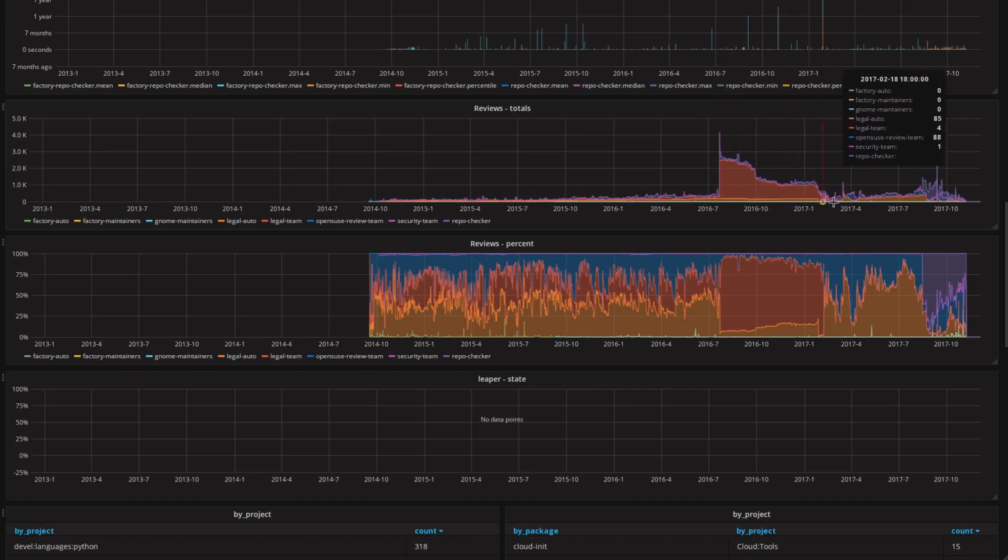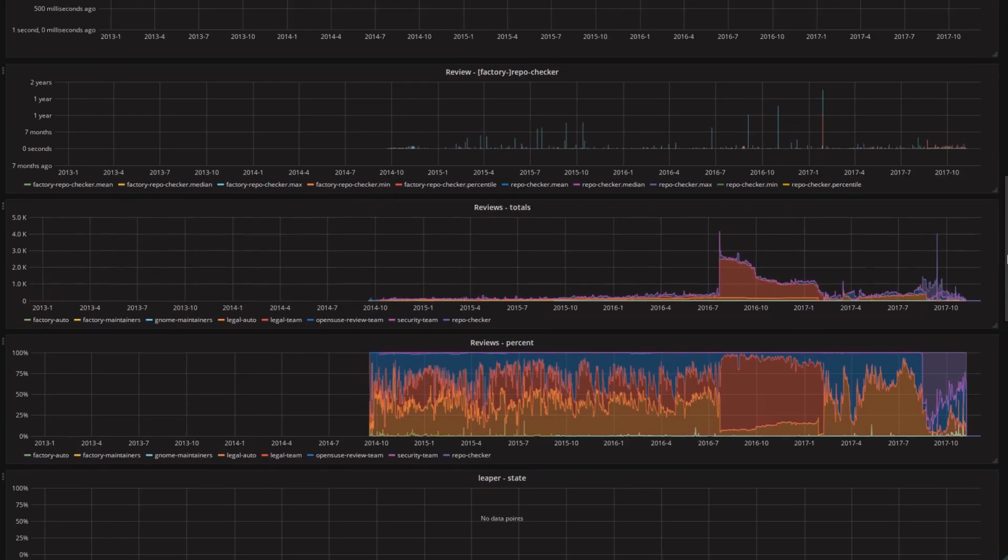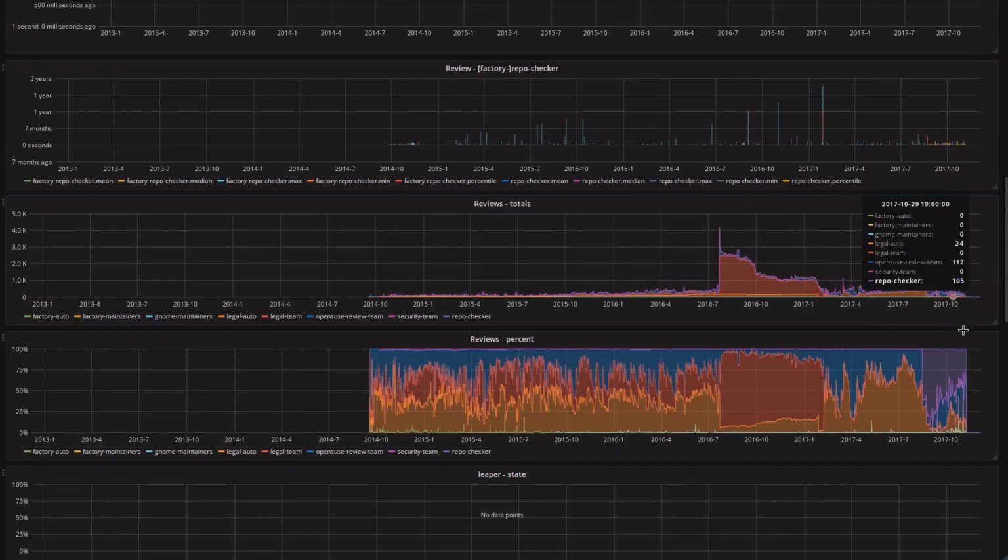A whole bunch of requests waiting for lawyer review, which was an issue for a while, but much less so now. Because this is a percentage graph, it doesn't make it as clear as this graph does that it's not really an issue as much now.